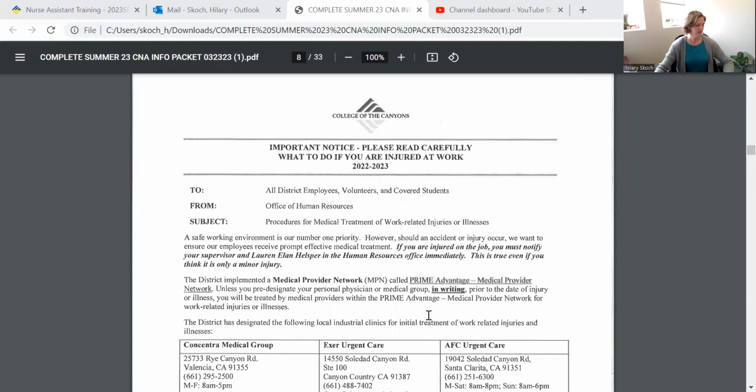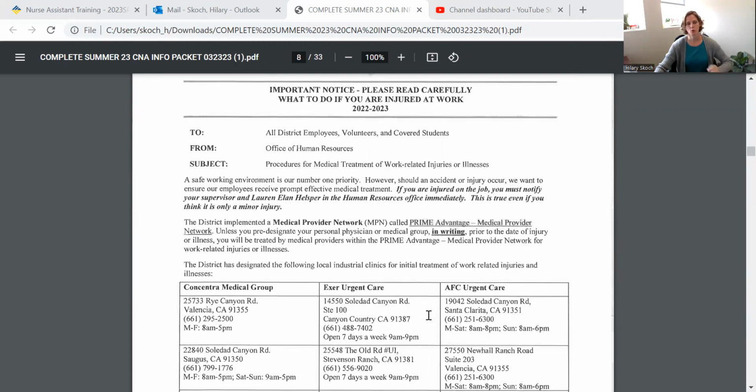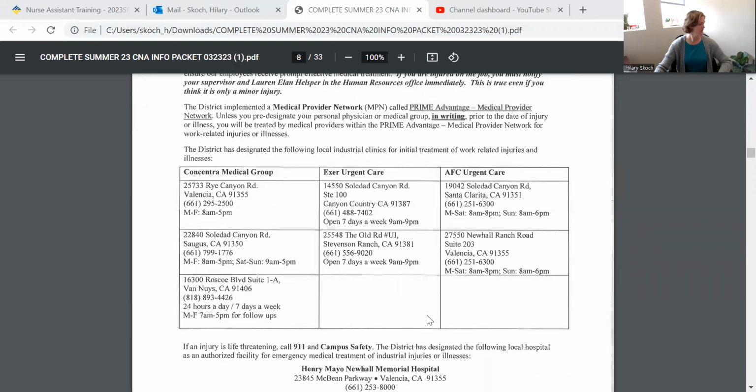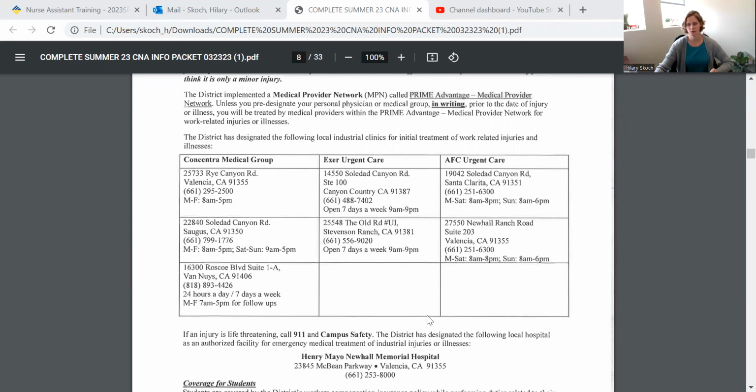So this next couple of pages will help you understand workman's comp. Students are treated like employees here. So when we go through further pages here, you'll see it says employee name. That will be you. These are the facilities that the district has designated, these clinics, just in case you do get injured on the job.